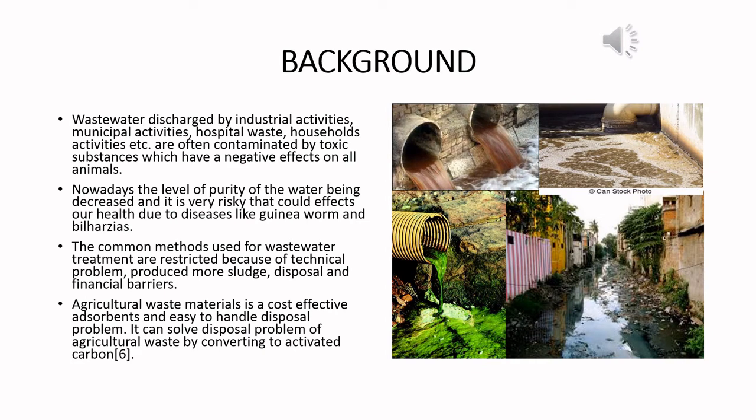Now I'd like to discuss the background. Wastewater discharged by industrial activities, municipal activities, hospital waste, household activities, etc. is often contaminated by toxic substances which have negative effects on all animals. Nowadays, the level of purity of water is decreasing and it is very risky, as it could affect our health through diseases like gonorrhea, worms and bilharzia. The common methods used for wastewater treatment are restricted because of technical problems, more sludge disposal, and financial barriers. Agricultural waste material is a cost-effective adsorbent and easy to handle. It can solve the disposal problem of agricultural waste by converting it to activated carbon.